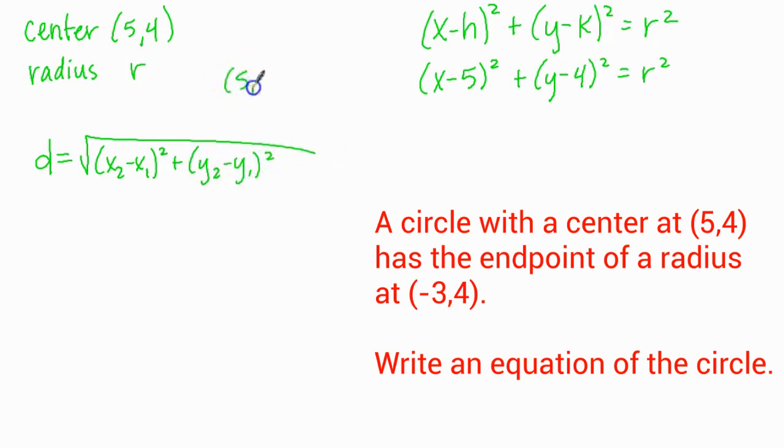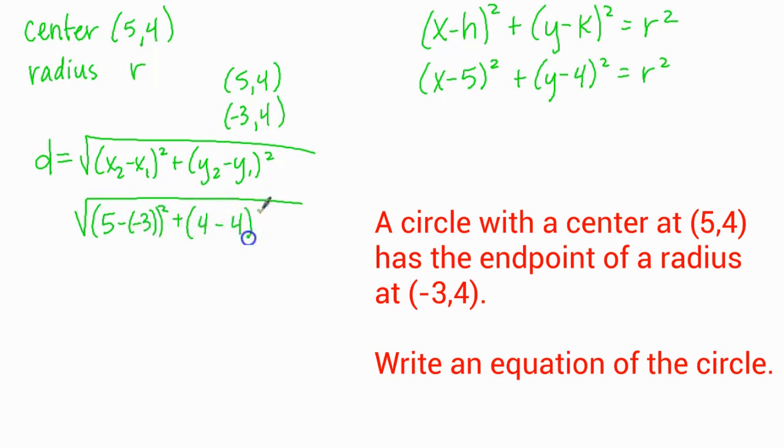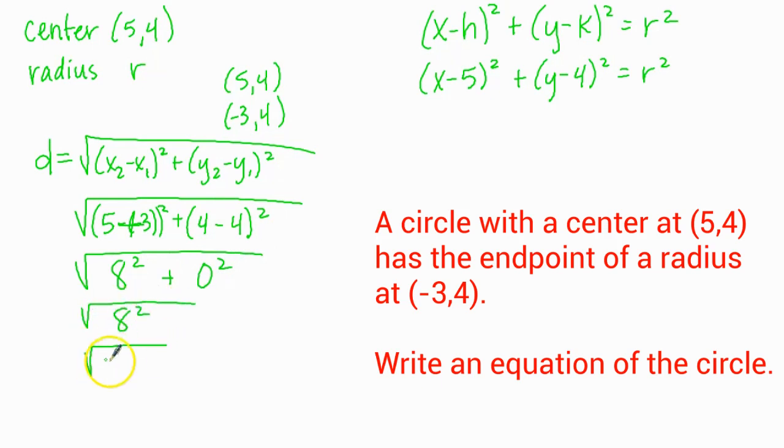And then you just begin plugging your numbers in. You know that the points are (5, 4) and (-3, 4). I should say the center and the endpoint of the radius. There we go. So I'm using correct vocabulary there. All right, so as we get prepared to plug numbers in, I'm just applying my distance formula. And that means 8 squared, and my y's basically cancel out there. So it's going to be the square root of 8 squared, which is the square root of 64. And the square root of 64 simplifies to 8. So I know that my radius is equal to 8.